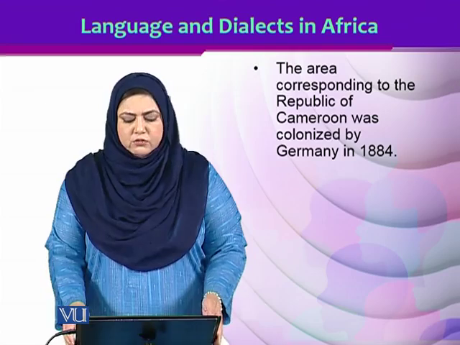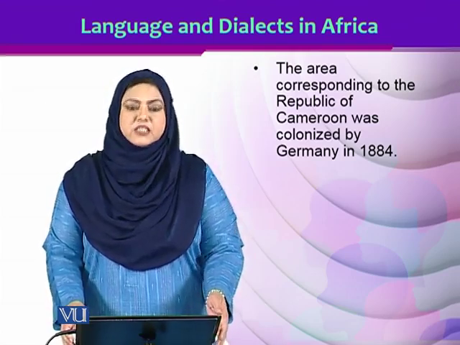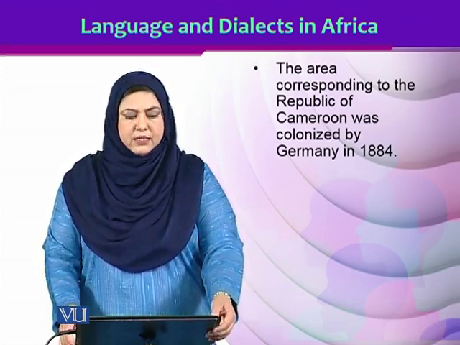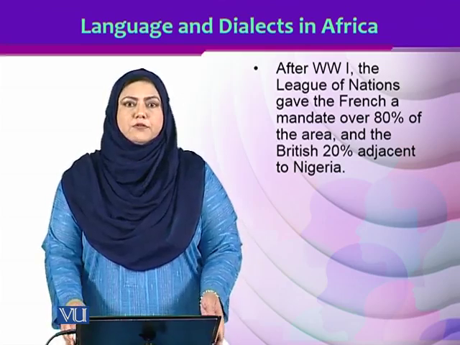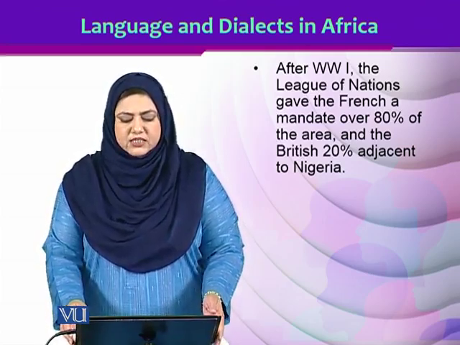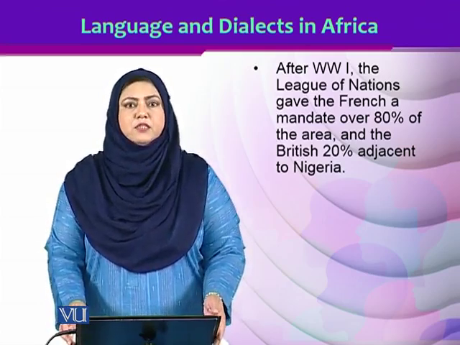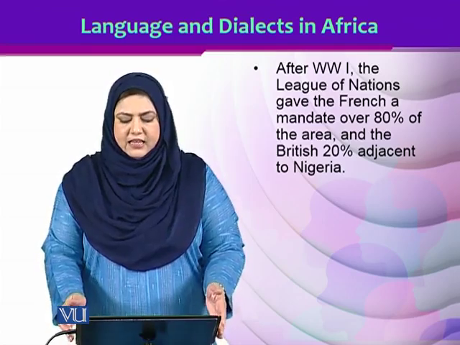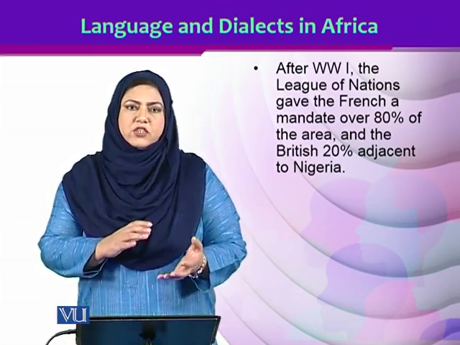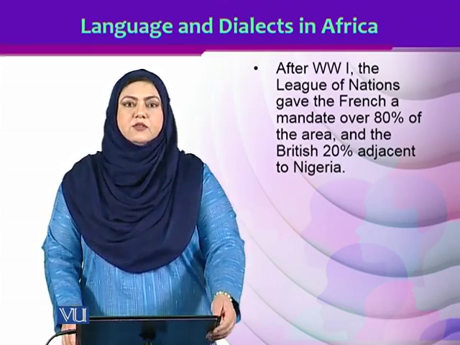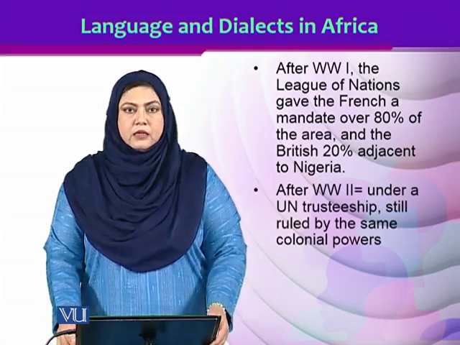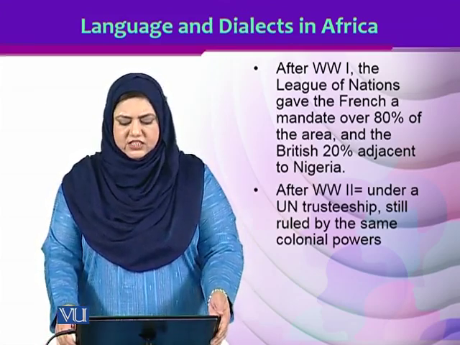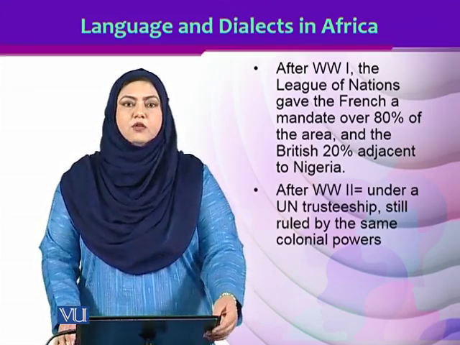If we look at the political history of the area, the area corresponding to the Republic of Cameroon was colonized by Germany in 1884. And it was after the First World War that the League of Nations gave the French a mandate over 80% of the area, whereas the rest, 20% of the area, came under British rule, and this was the area adjacent to Nigeria. As time passed, after the Second World War, it was under UN trusteeship. It was still ruled by the same colonial powers.